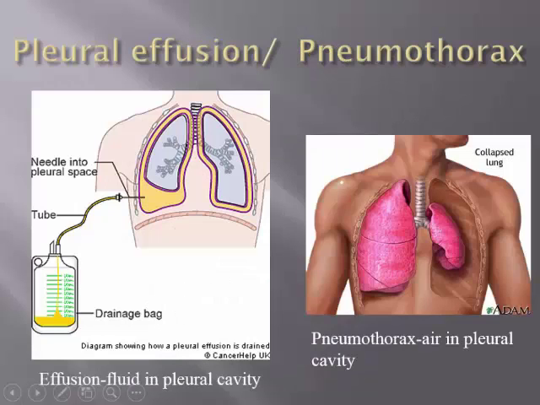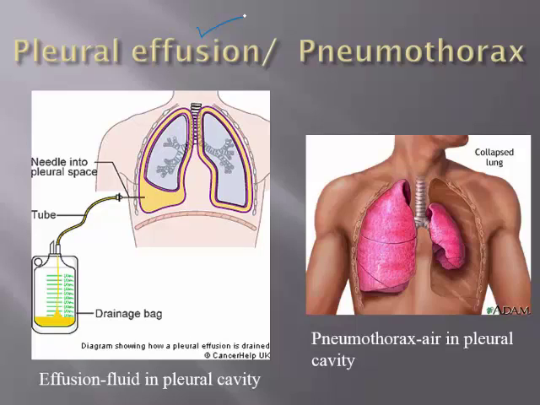So I mentioned if there was fluid in the pleural cavity, that would show up on an x-ray. That condition where there is fluid in the pleural cavity is known as pleural effusion. The word effusion means collection of fluid. I think we mentioned it when there was pericardial effusion, when the pericardial cavity was filled with fluid.